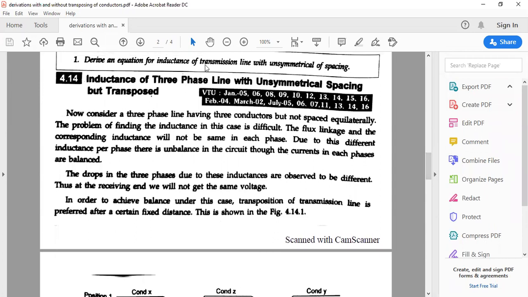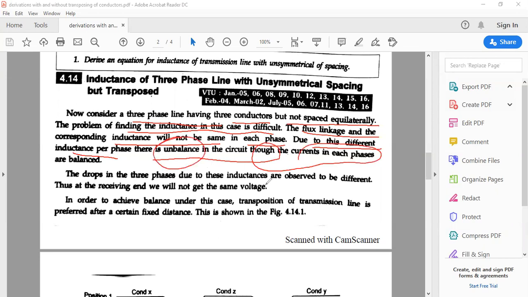Okay, so I'll tell you what we mean by transpose. It is nothing but the change in the position of the conductors with respect to each and every phase. Now if I want to consider a three-phase line having three conductors but not spaced equilaterally, the problem of finding the inductance is quite difficult. So the flux linkage and the corresponding inductance will not be the same in each and every phase. Due to this different inductance per phase, there is unbalance in the circuit through currents in each phase.